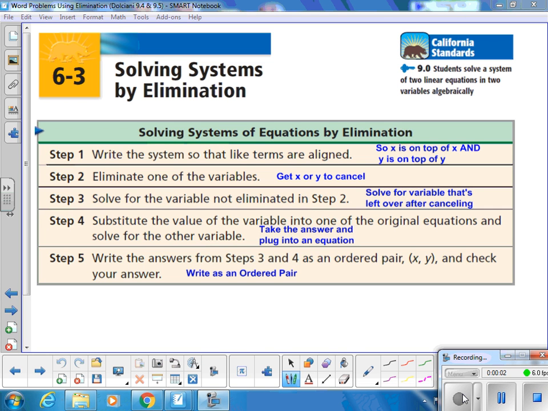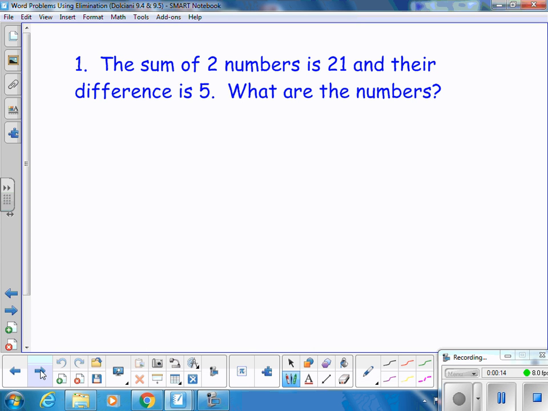All right, we're going to continue solving systems by elimination, and we're going to continue to use our 5 steps. We're going to do it through application in each of these problems. So we'll play through all 5 steps on these ones, but we've got an application problem.